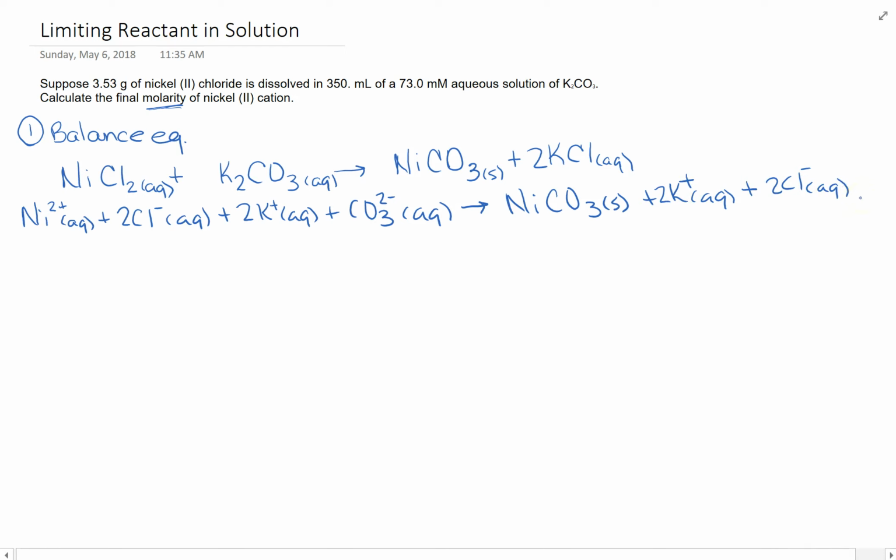Now remember, you want to lightly draw through your spectator ions, or anything that looks the same on both sides. So there's that 2Cl-, 2K+, 2K+. So I'm going to write down everything that's left over. There's that nickel ion, which we know we have to have because the question says the final molarity of that nickel(II) cation. If I hadn't gotten that, I would have known that I did something incorrectly. And then that's going to go to our solid.